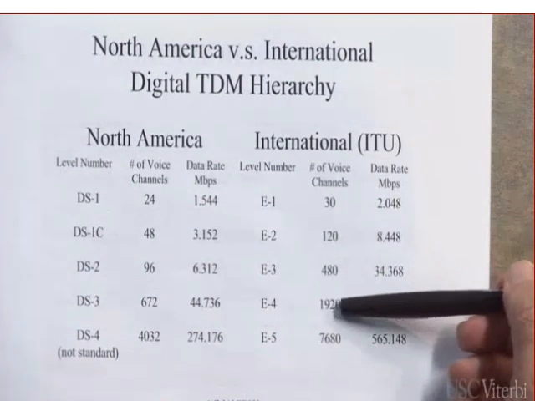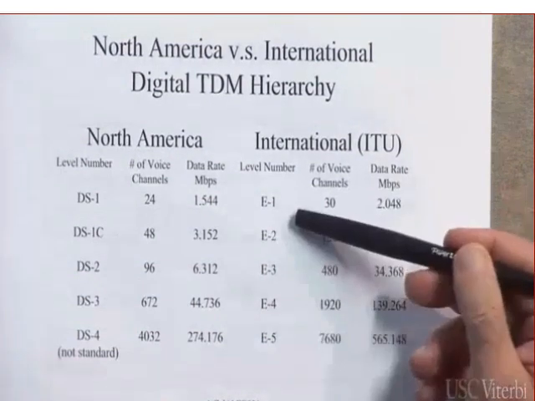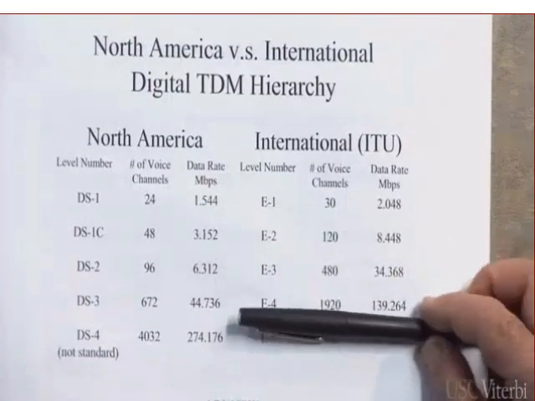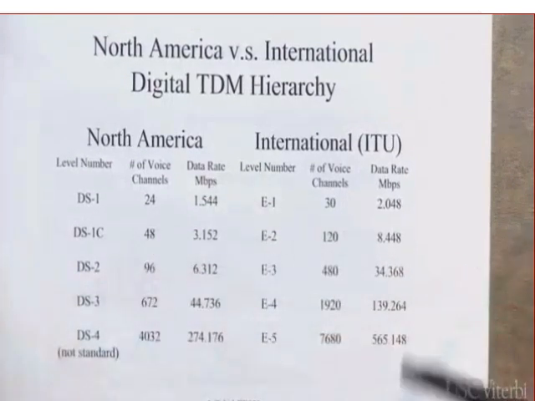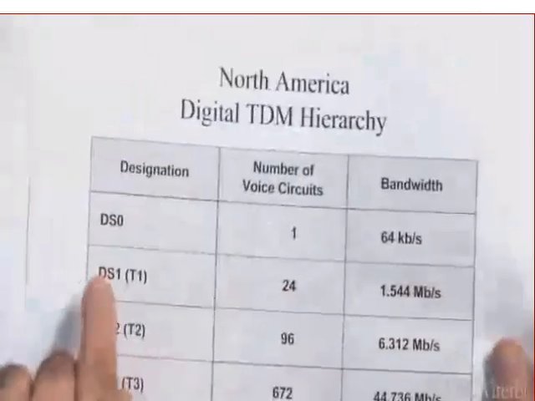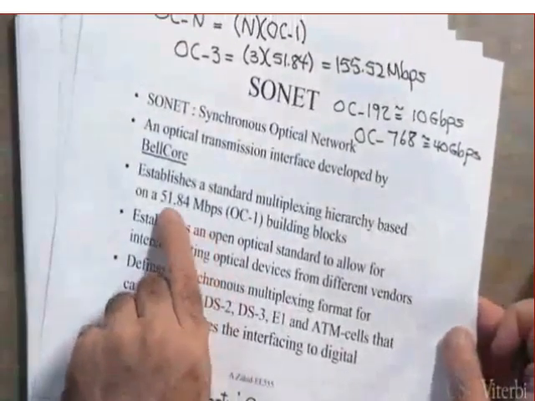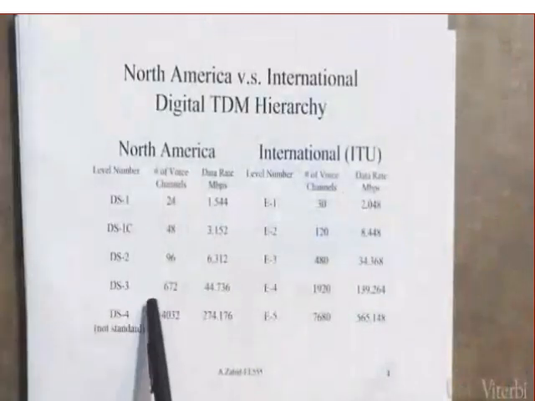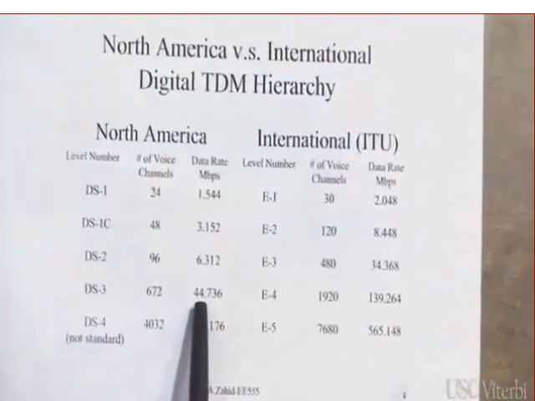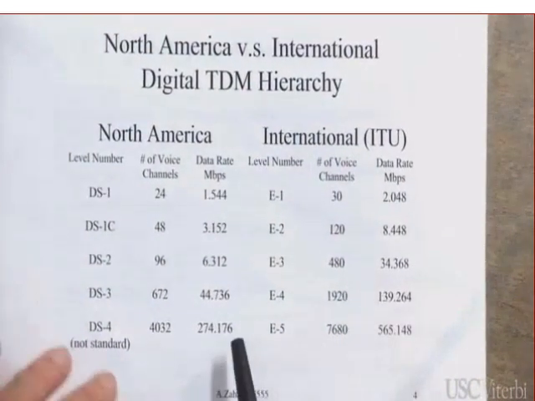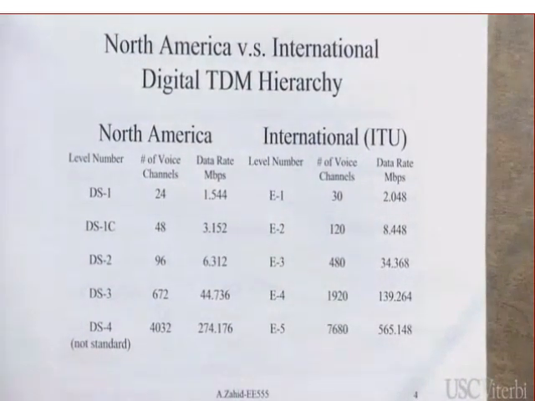Okay. However, the European standard went all the way up to E5. Now, in the case of the US, they started with an OC1, because it was higher than the DS3 rate, but the Europeans needed something higher than the E4. E5 was not a standard. This one is not a standard.